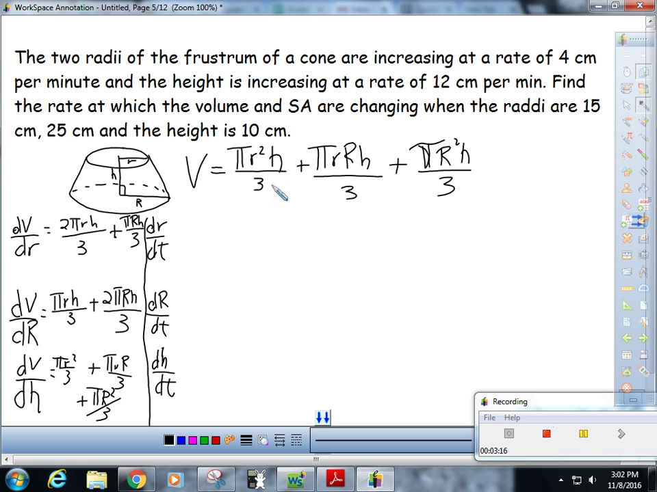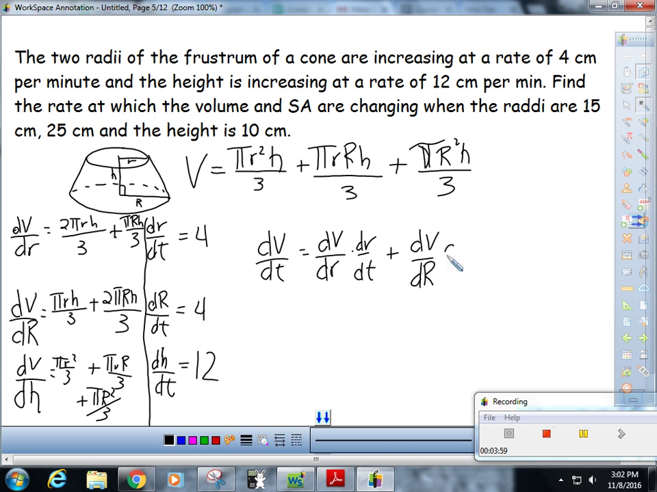dr dt I've got to extract from the given information. That is 4. dr dt is 4. dh dt is 12. We want dV dt, which is dV dr times dr dt plus dV dR times dR dt plus dV dh times dh dt.